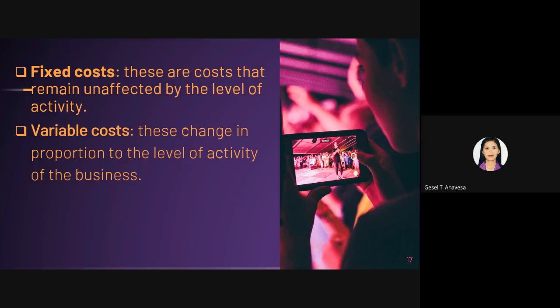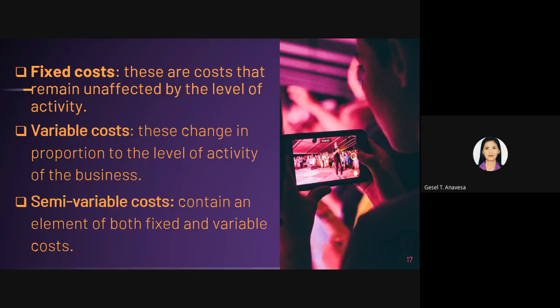Of course, it is possible that the cost per portion may fall with increase in volume to take account of, okay, for example, kanang mga bulk buying discounts. Muna siya yung best na example ani.